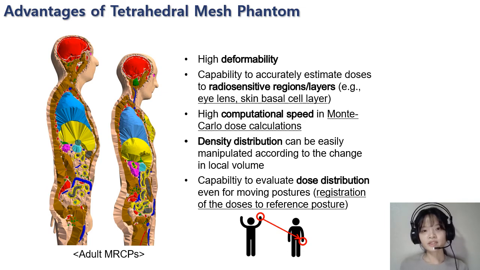Finally, we can calculate the dose distributions for the reference posture and accumulate the doses to each part of the body even when the phantoms are in different postures. This means that even if the phantom is in different postures like here and here, we know that the dose to the hand is the dose to the hand.